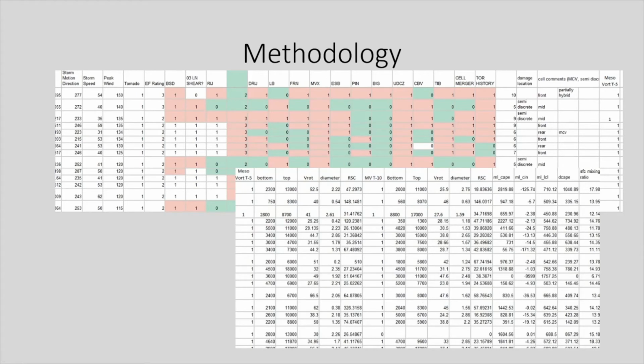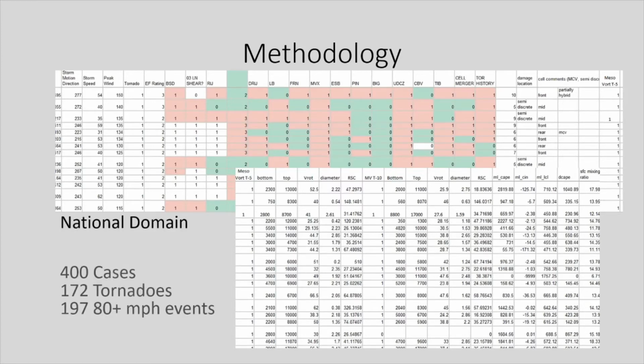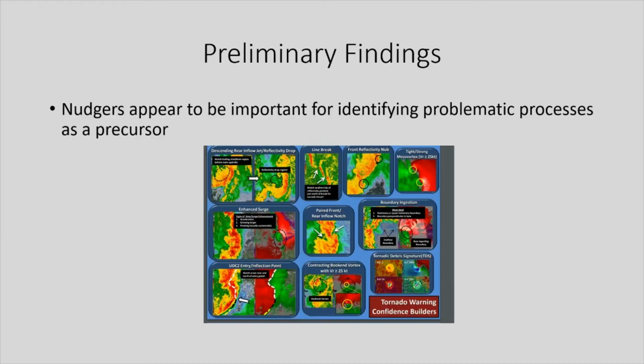And then Andy Dean at SPC gave us the archived mesoanalysis data so we could see what was going on with some other parameters, about 15 of them, like 0 to 1 kilometer shear and things like that. We did that across a national domain for 400 cases, mostly events that occurred in 2018, 2019, and 2020 that we sampled pretty randomly for 172 tornadoes and 197 80-plus mile per hour events.